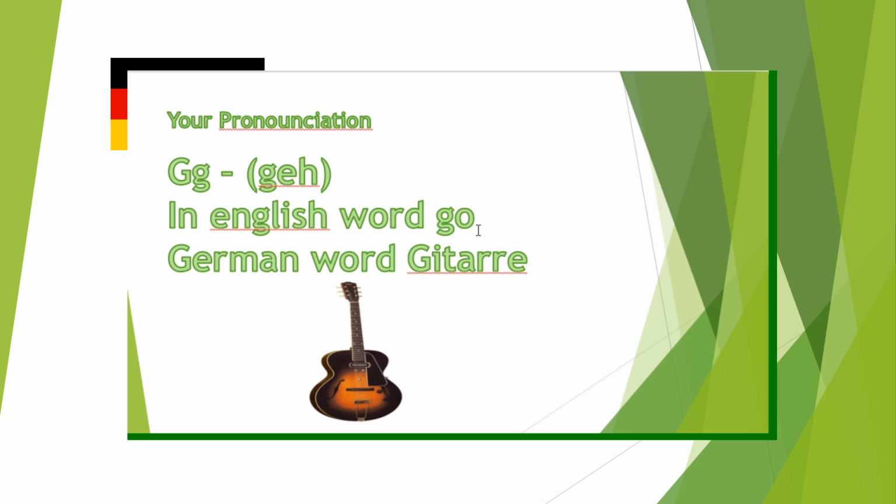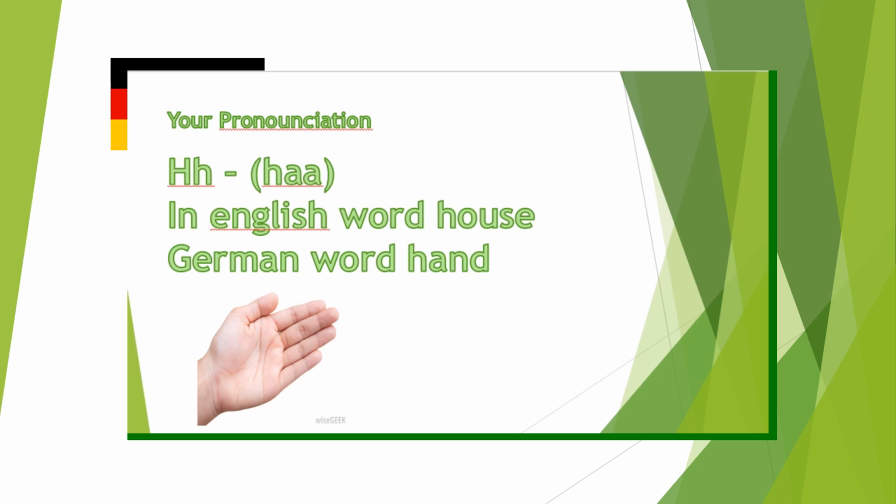Come to the letter G, which is called gay, in English like go. So in German words, Gitarre, Giraffe. H is pronounced as ha, like the English word house. So German also pronounces it as house. Of course, the spelling is different, H-A-U-S. But one easy German word is Hand.